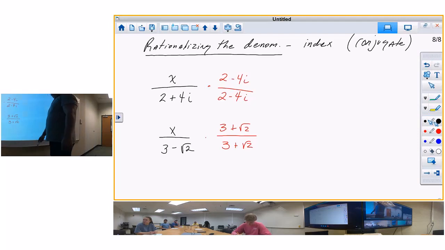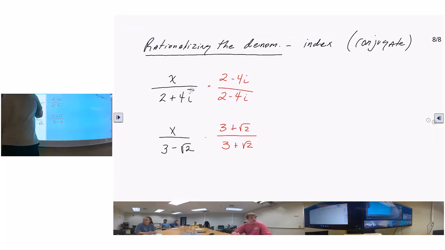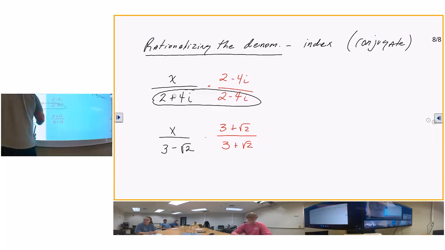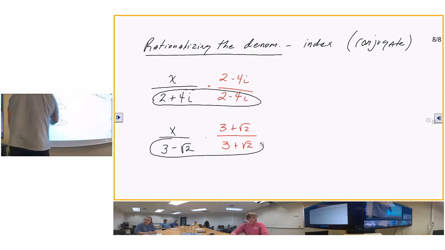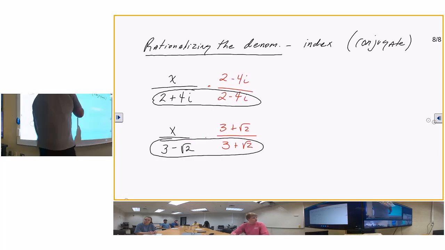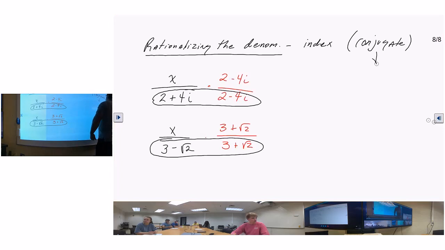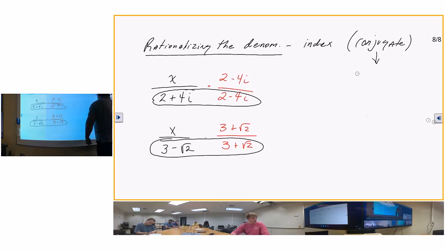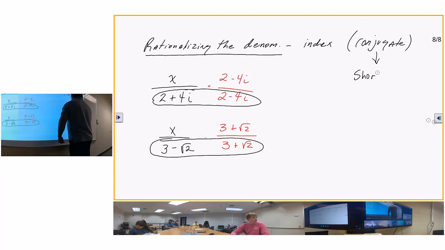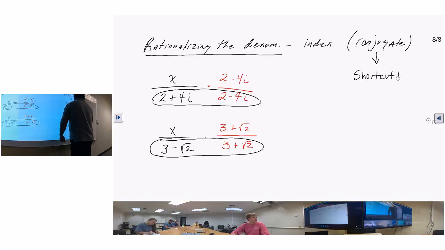All right, so here we go. What do we have on the bottom? Oh my goodness, that's shortcut number 3. When you do the conjugate, what will the conjugate always give you where you use it? It will always give you shortcut number 3.